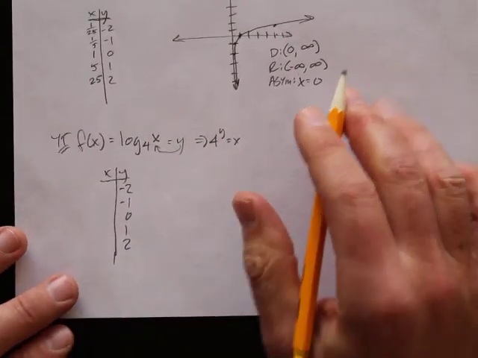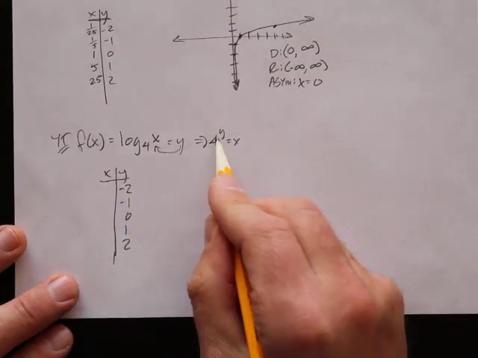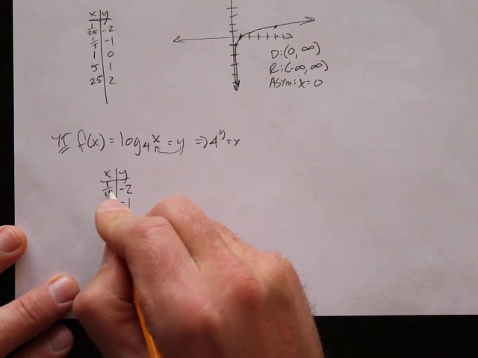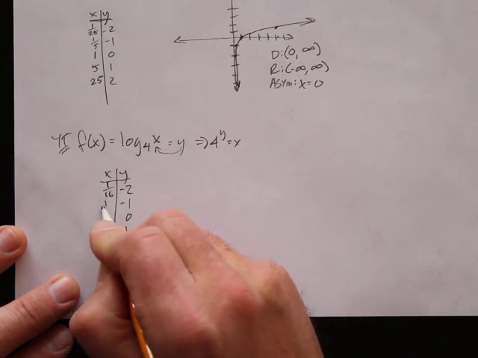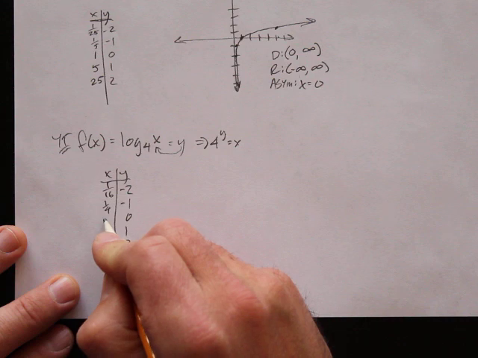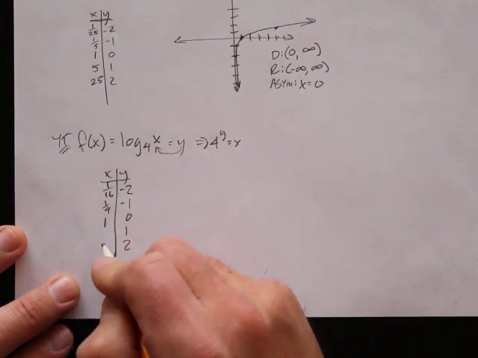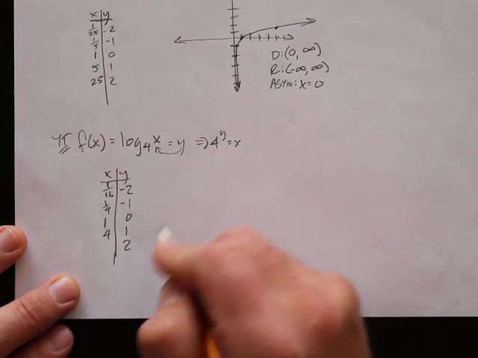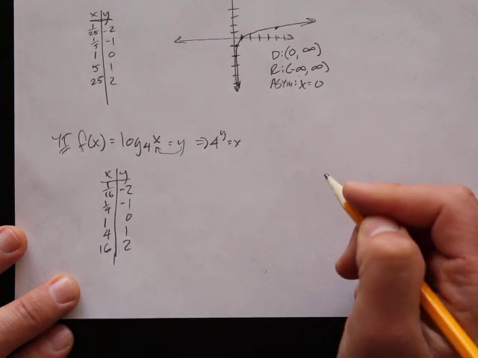So 4 to the -2 gives me 1/16. 4 to the -1 is 1/4. 4 to the 0 is 1. 4 to the 1 power is 4. 4 squared is 16.